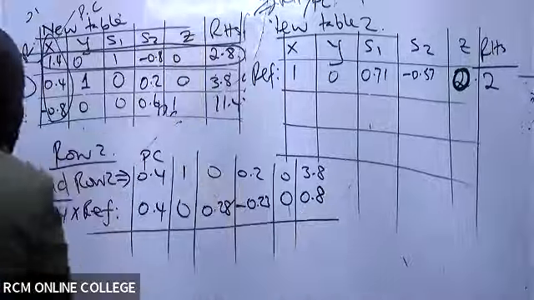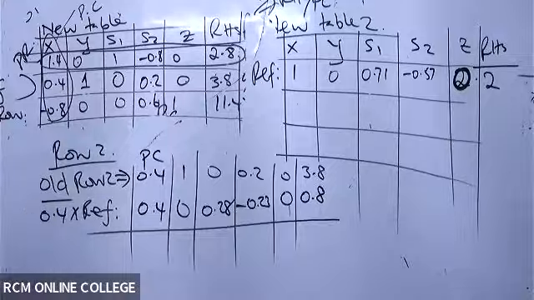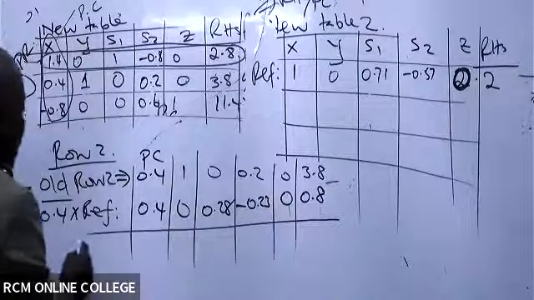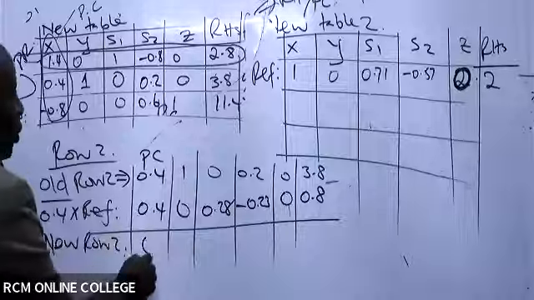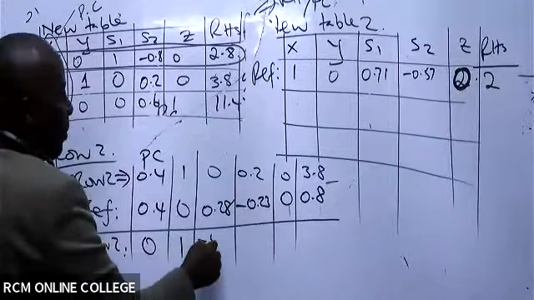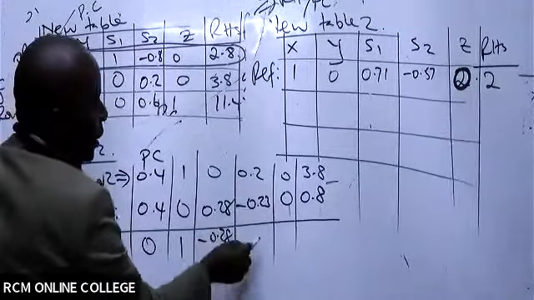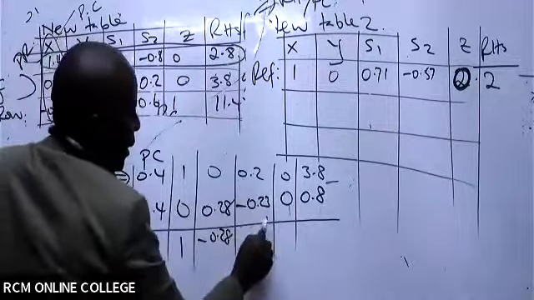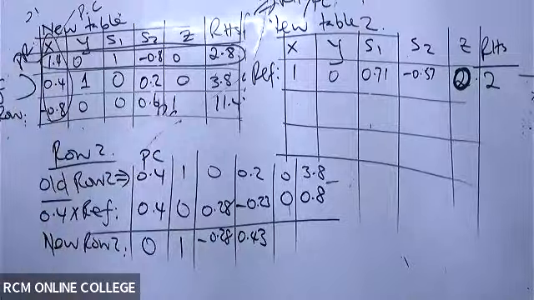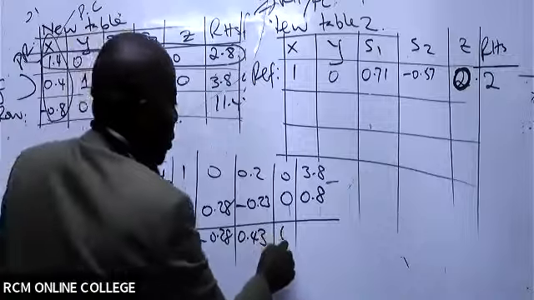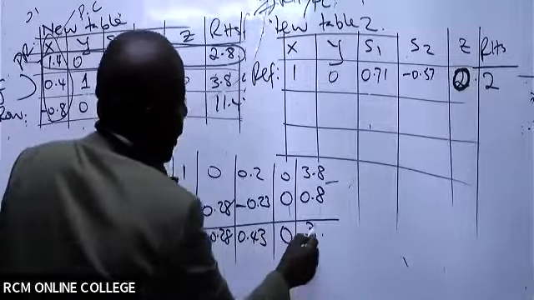So kuja sasa fanya row reduction. You are subtracting to get the new row 2. So this will be 0, this will be 1. This will be minus 0.28. How about this? This is 0.2 minus this, which will be 0.43. This will be 0. This will be 3 exactly.